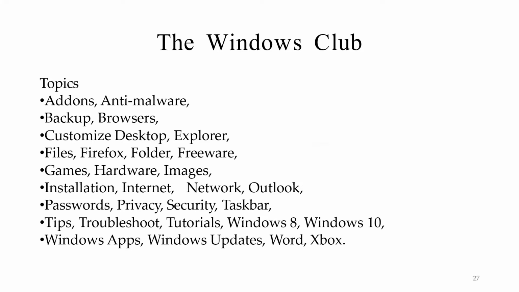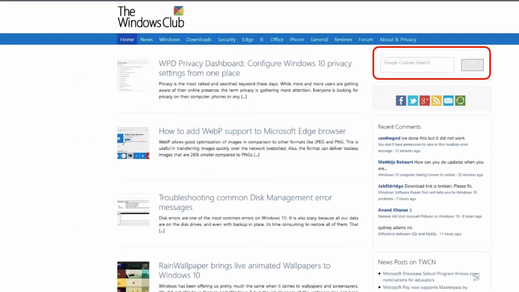Moving right along. The Windows Club website looks like this, and as you can see over here on the right upper side, just below their navigation bar, you see Google Custom Search, which searches their website. So if you're looking for something specific, and it's especially in the area of Windows 7 or 8, or 10, you can go right in there and be sure to mention which operating system you're asking about, 7, 8, or 10.